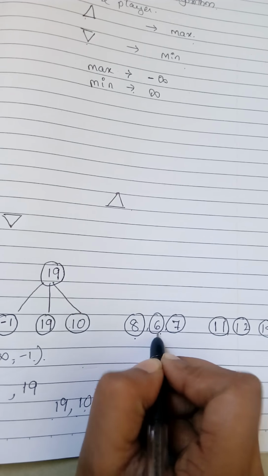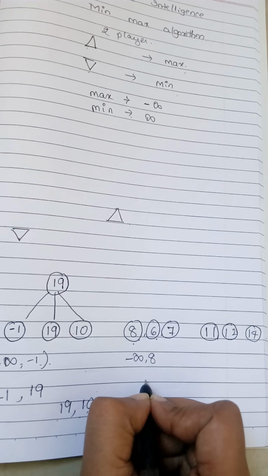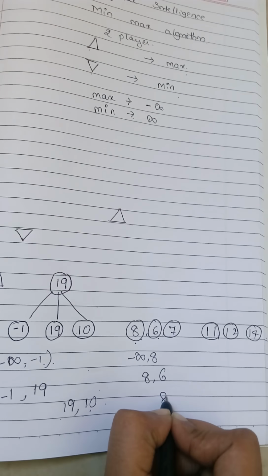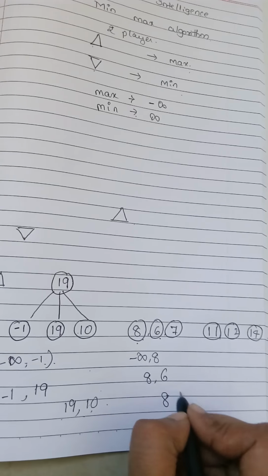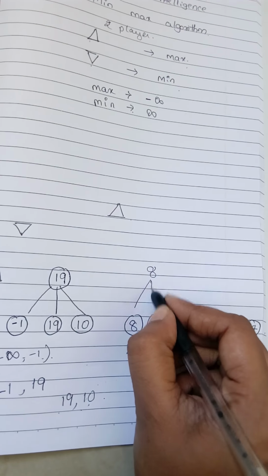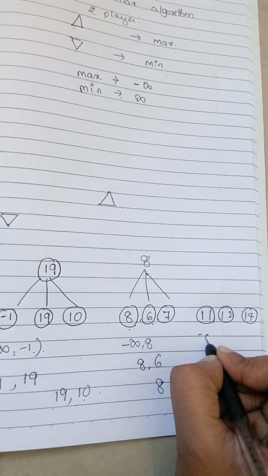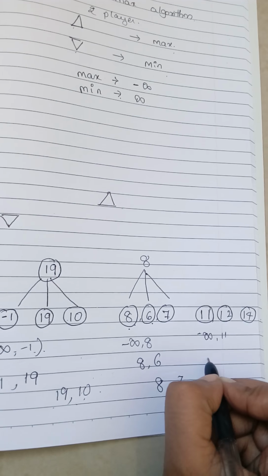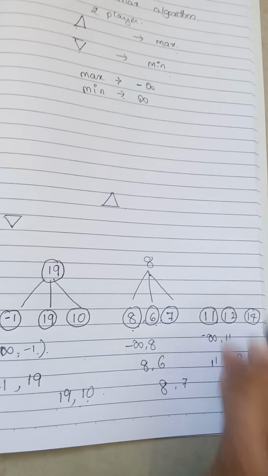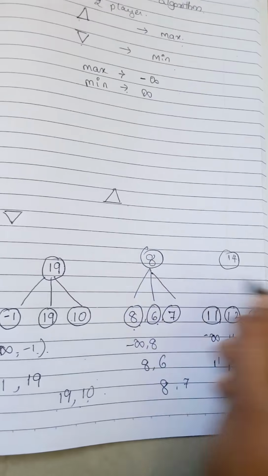In this, what is the first buffer? Minus infinity will be compared with 8, and 8 will go into the buffer. 8 will compare with 6, and again 8 will be in the buffer. Then this will compare with 7. So the maximum value is 8. Similarly, in this one it will get compared: 11 will compare with 12, and 12 will come here. 12 will compare with 14, so here it will be 14. So now we got the nodes like this.